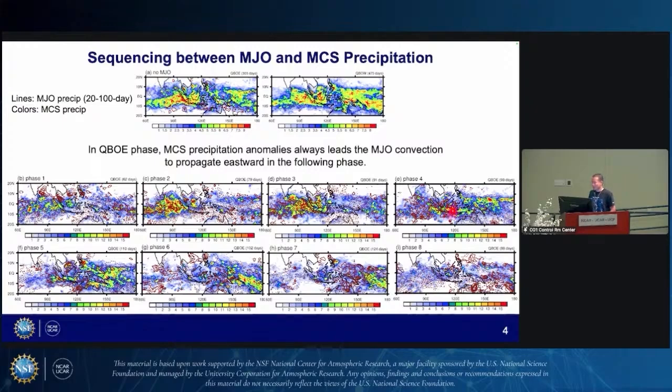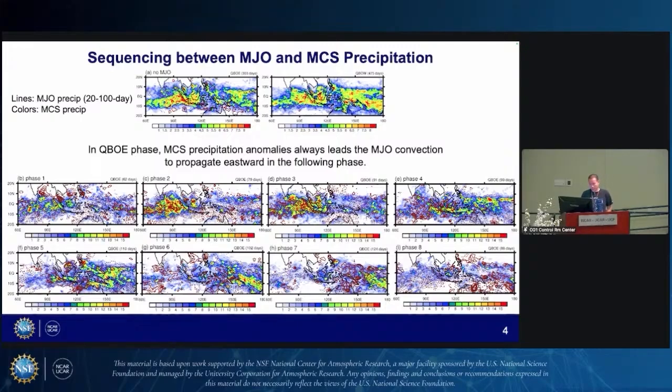But east of 120 degrees east, in the suppressed phase of the MJO convection, you get very strong activities in the MCS precipitation, which you will not see if you look at the climatology. Here is actually the whole of the MCS activities. But with the help of the MCS convective precipitations, in phase 5, the MJO follows the path of this preceding MCS precipitation and propagates across the maritime continent as a result. So that is for the QBO east phase.